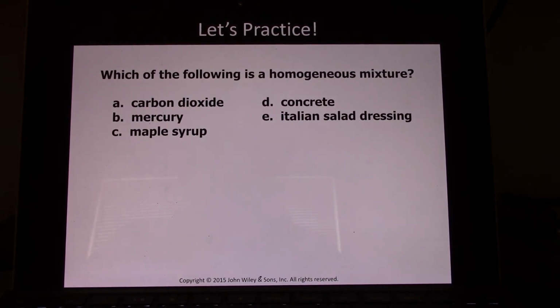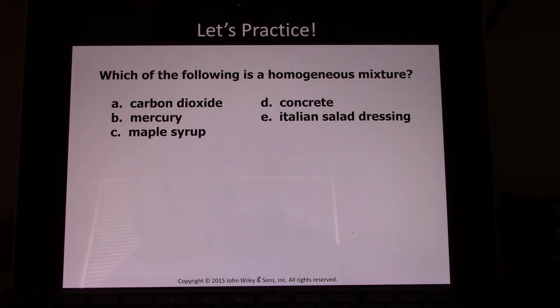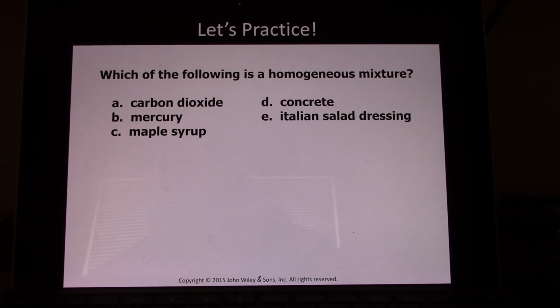Which of the following is a homogeneous mixture? Well, carbon dioxide and mercury are just pure substances. Concrete is a heterogeneous mixture because concrete is cement with rocks and other things to fill up space thrown in there, and those rocks are not uniformly distributed. Italian salad dressing is a heterogeneous mixture. It doesn't really mix well. You can shake it up and get a temporary emulsion, but it never mixes together. But maple syrup is a homogeneous mixture. If you go to the store and buy real maple syrup, your first pancake should taste like your last pancake.